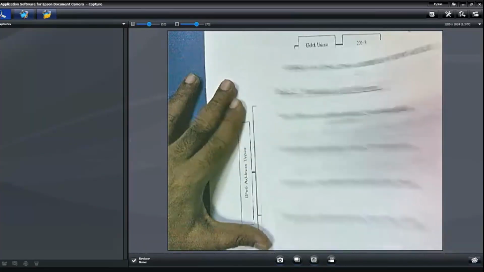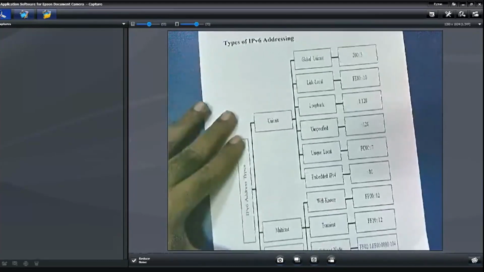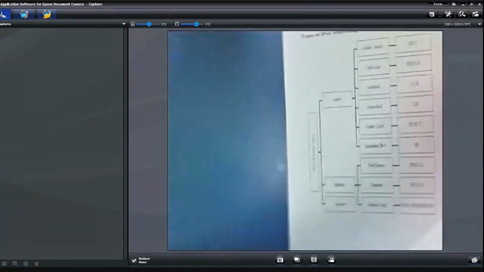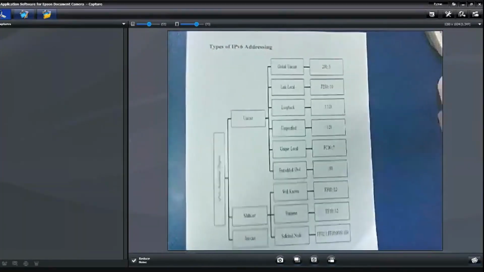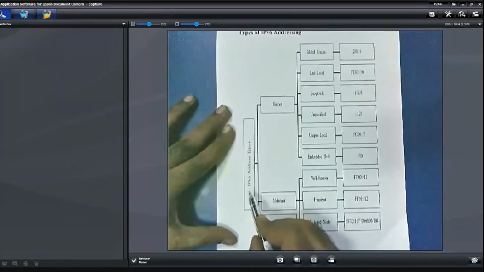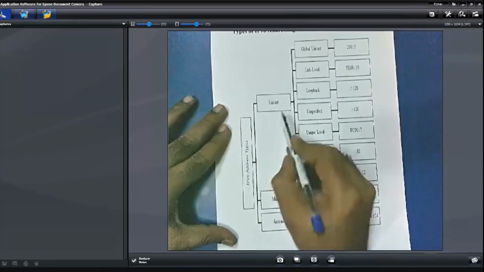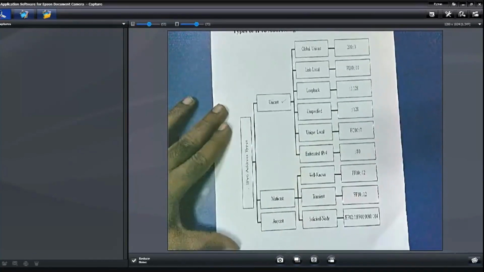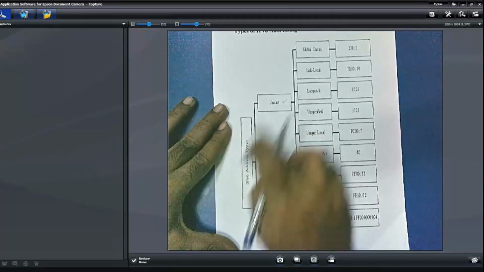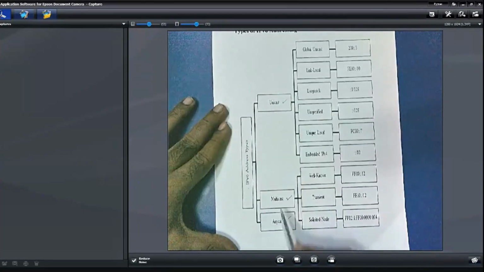Now, this is the complete list, but you are not going to study everything. You are going to study only a few things. Please note down whatever you want to know. If you take an IPv6 address, there are three types: unicast, multicast, and anycast.